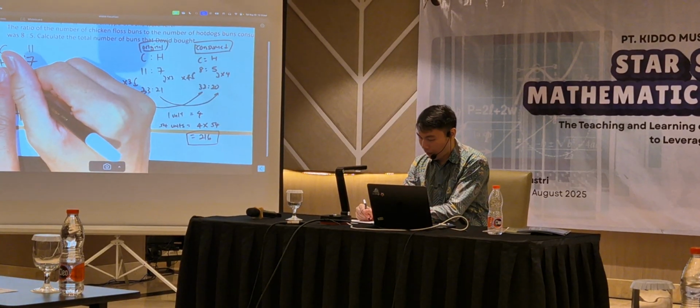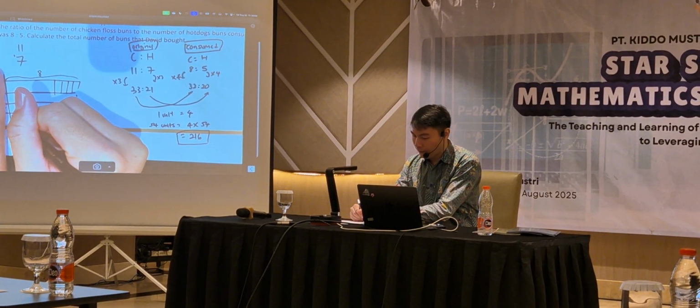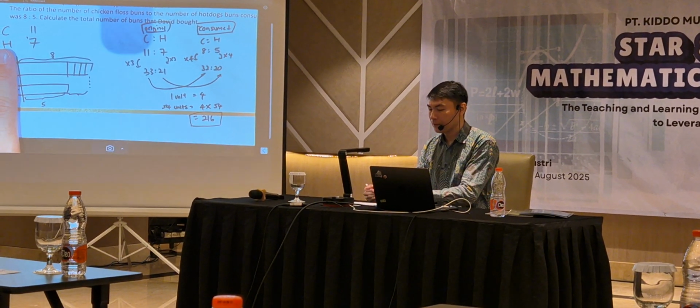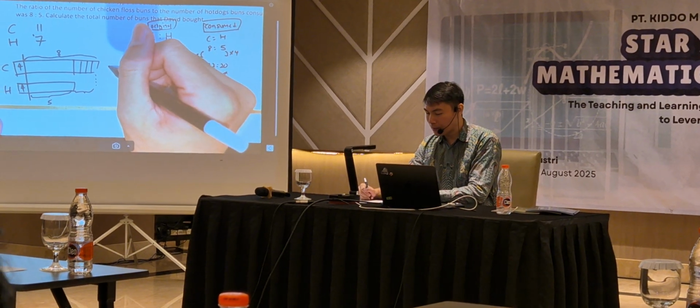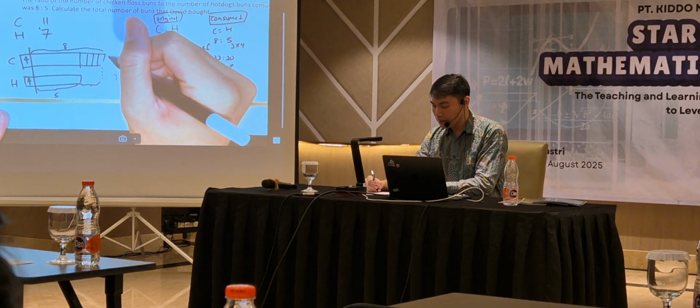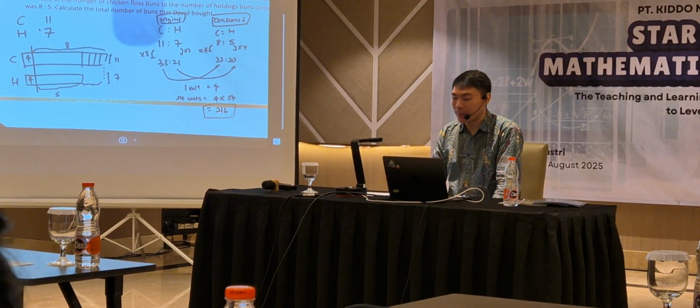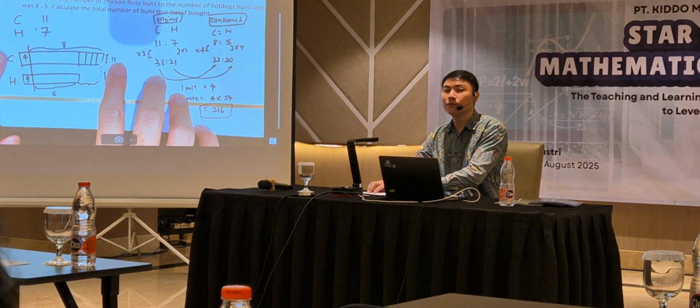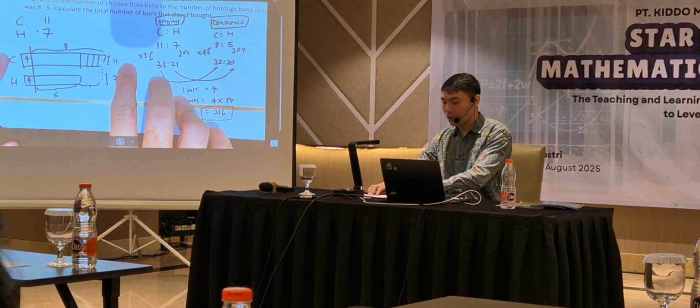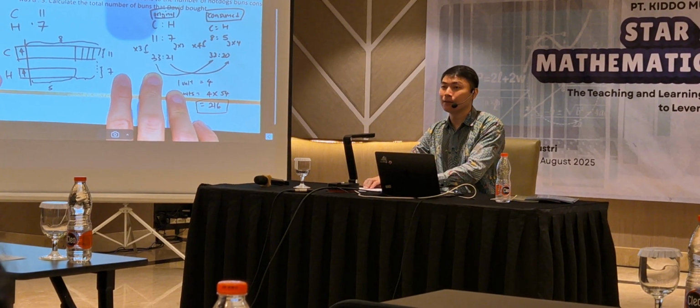8 is to 5. Okay, so let me represent it in a different manner. Okay, this is probably the most challenging, as I mentioned. That's why I have to go through it with everyone. Original chicken 11, original hot dog 7.